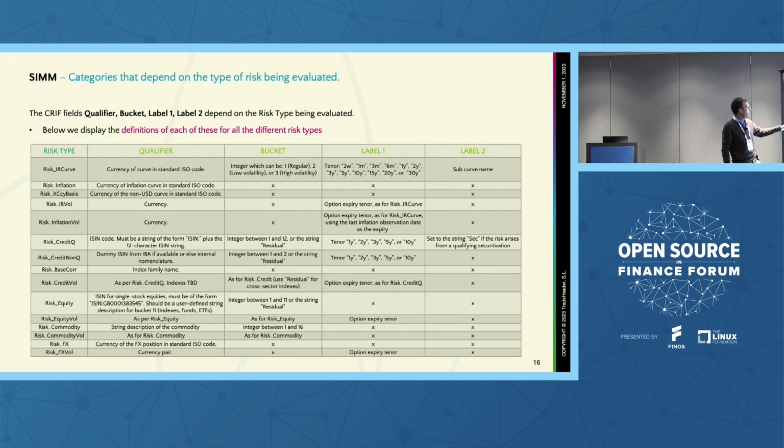For inflation, not so many are required. We only require the actual code for the index, but not the buckets and the labels. So it is a kind of matrix in which, depending on the risk, you are required to fill out all the columns. In some other cases, you are not required to do so. So you can see that it's quite complex in terms of the amount of data it requires to be able to fill out the whole matrix.